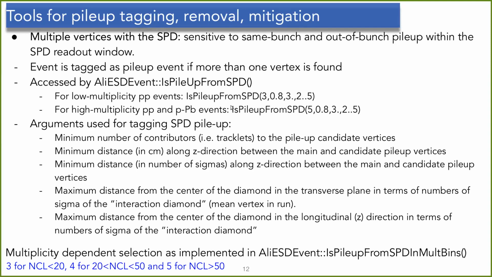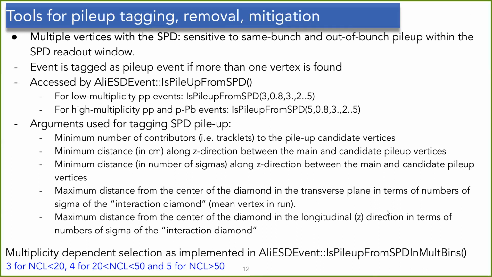Now here I quoted two examples: this condition is used for low multiplicity pp events, and this condition is used for high multiplicity pp events. You can see the difference between the number of contributors associated with the pileup vertices: in low multiplicity it is 3 and in high multiplicity it is 5. Because if you go to high multiplicity, you expect more tracks, so your vertices will be associated with more contributors. You can directly do it using a multiplicity dependent pileup rejection cut of the SPD by calling IsPileupFromSPDInMultBins.